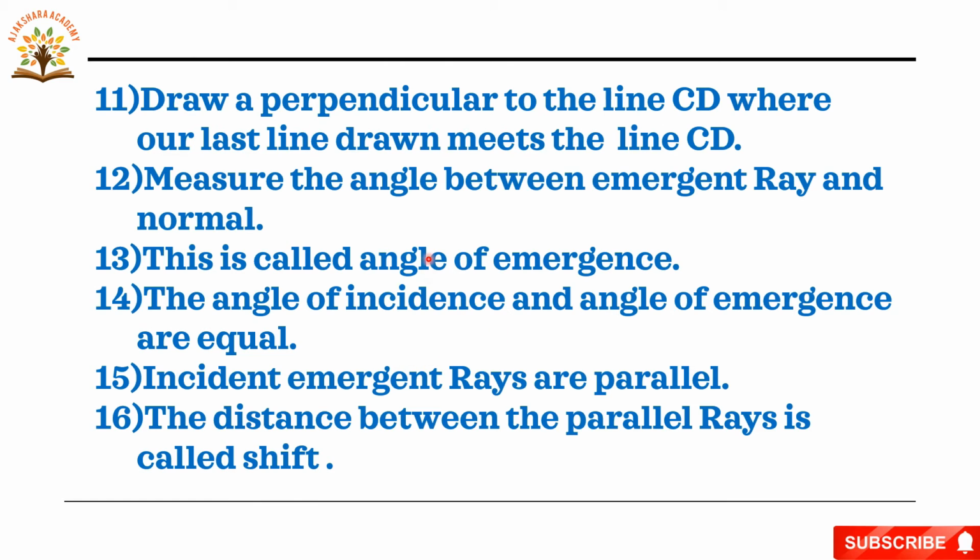Here, after drawing the line CD, we have to measure the angle between the emergent ray and the normal. This is called the angle of emergence. So, the angle of incidence and the angle of emergence are equal. Now we are extending the incident ray; the extended incident ray and the emergent ray are parallel. This distance between the parallel rays is called shift. This is also known as lateral shift.